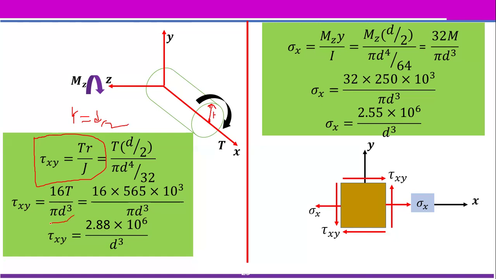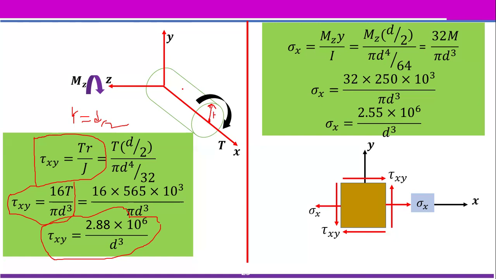This is a famous expression for finding shear stress in a round bar subjected to twisting moment. T is already given, it is 565 times 10 raised to 3. If you substitute and simplify, you will get the shear stress to be this value. Okay, now we are done with the shear stress induced in the bar due to twisting.